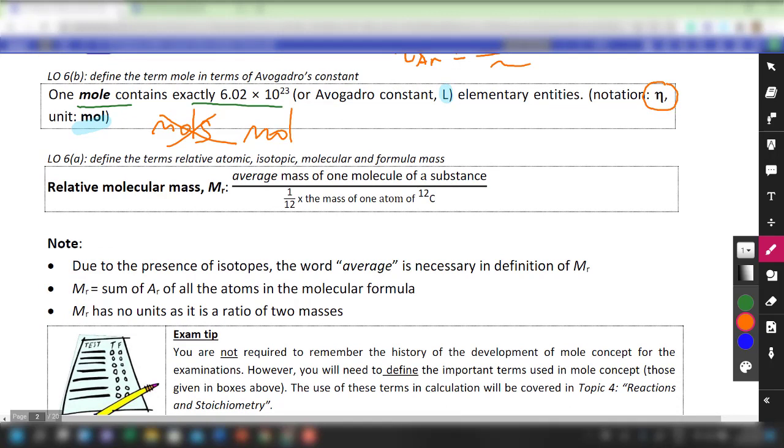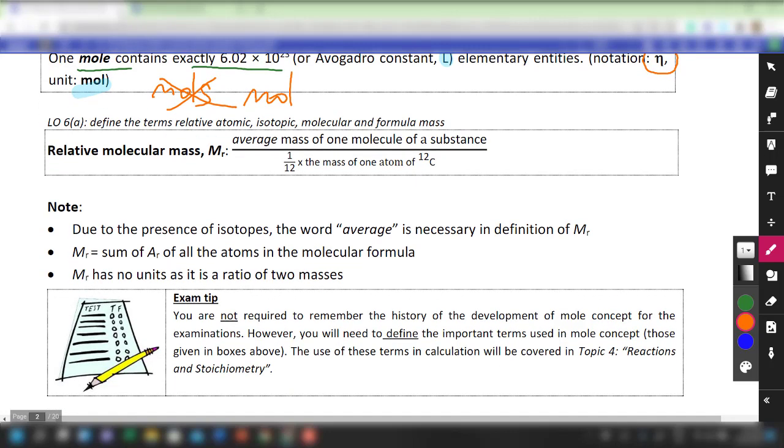Relative molecular mass again is defined as the average mass of one molecule of a substance, or it could be one atom for monoatomic gases, divided by 1/12 the mass of one atom of carbon-12. So the reference unit here is 1/12 the mass of carbon-12. Carbon-12 is taken to be 12 atomic mass units. In this case, it can be measured quite accurately to the 4th decimal place as 12.0000. So carbon is taken to be the standard.